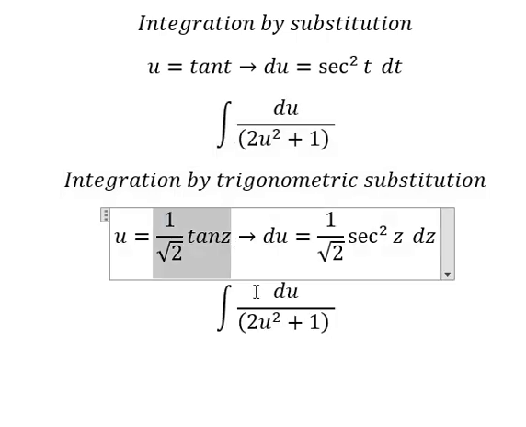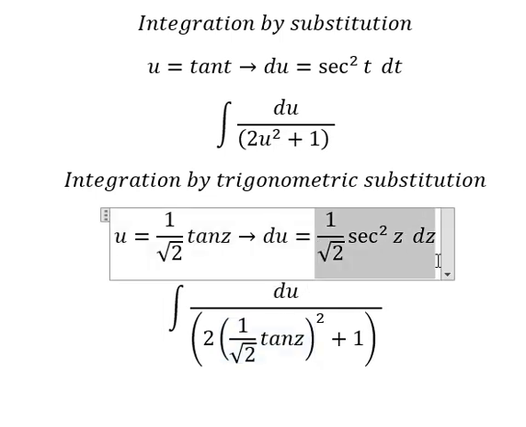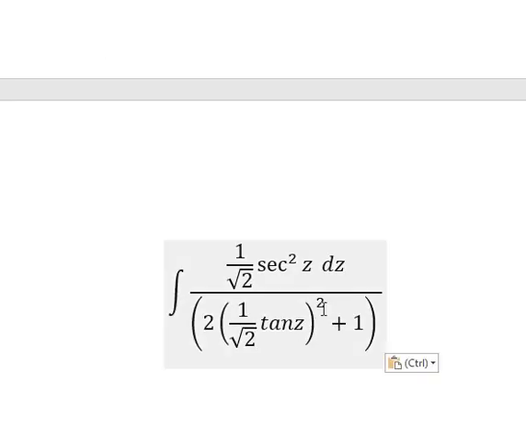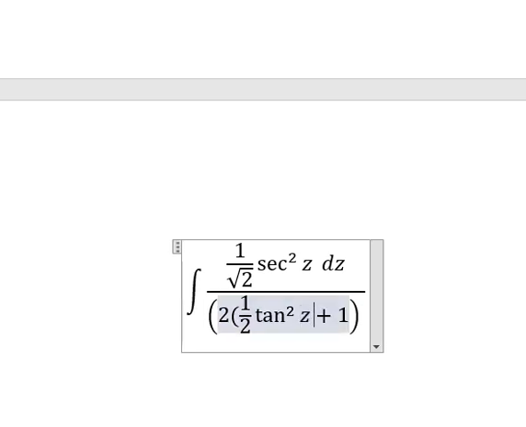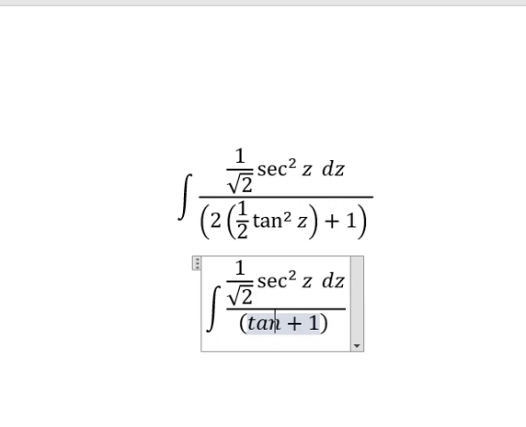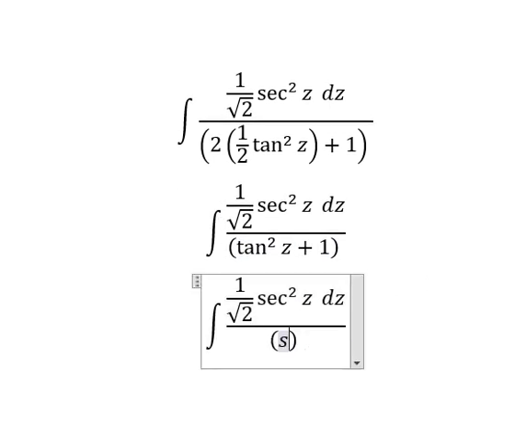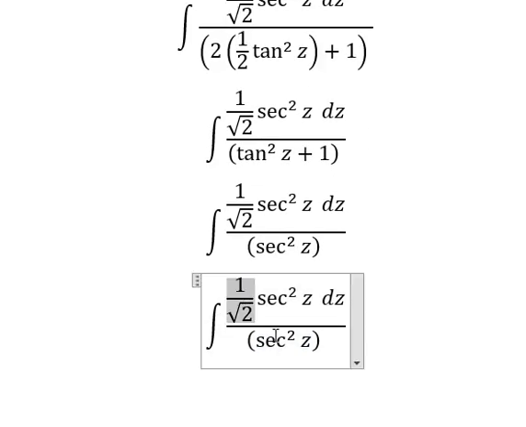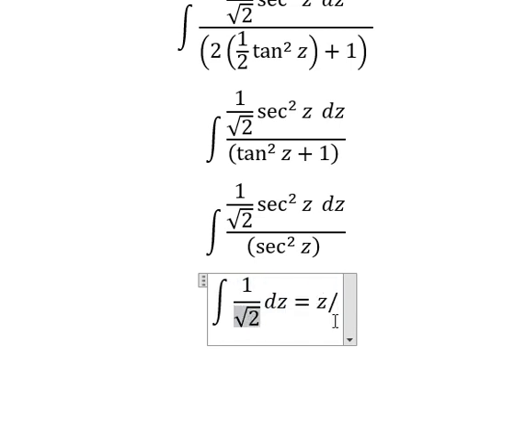So I will put this one here. Du, that is this one. So this one, that is 1 over 2 tan squared z. So we got tan squared z. And this one, that is secant squared z. Now we got this one, and we have the final answer.